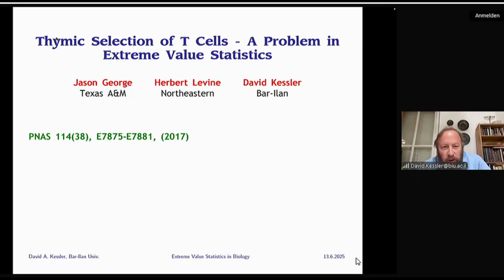So the topic of the talk is a problem in, exactly as the title of the conference is, extreme value statistics, namely the thymic selection of T cells. T cells are cells that are part of the immune system, and as we'll explain in a minute, they are selected in the thymus so that they have the right properties to defend the body without, in fact, attacking the body.